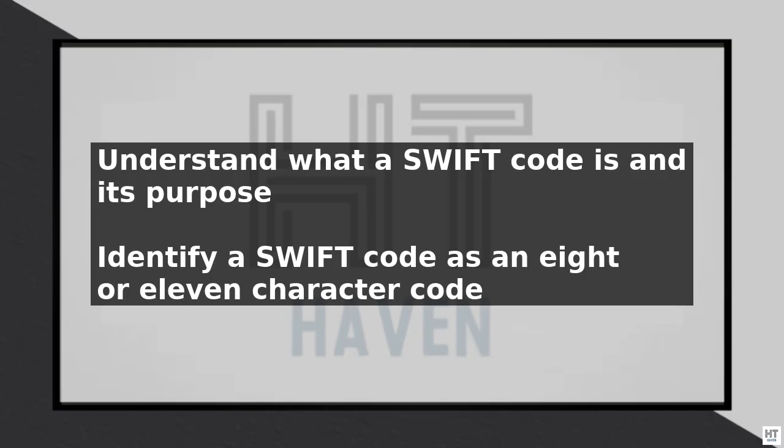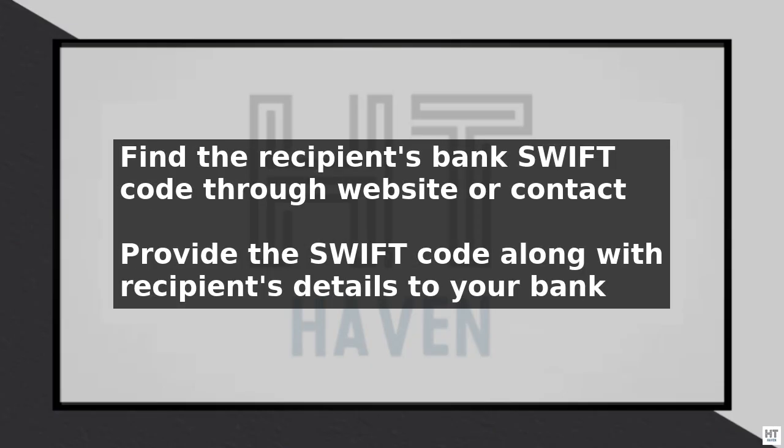The first step in using a SWIFT code is to find the code for the recipient's bank. You can do this by visiting the bank's website or contacting them directly. The SWIFT code is usually found in the bank's international payments or wire transfer section. Once you have the SWIFT code, you will need to provide it to your bank along with the recipient's name, account number, and address. This information will be used to complete the international transfer.